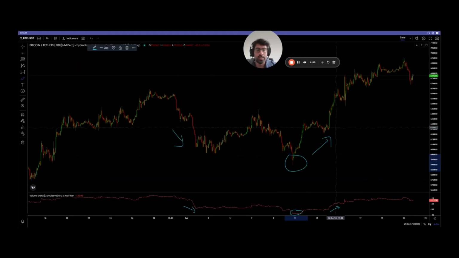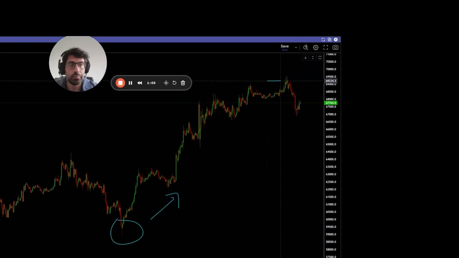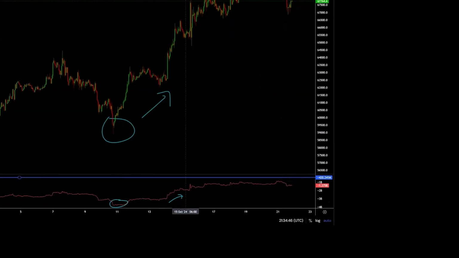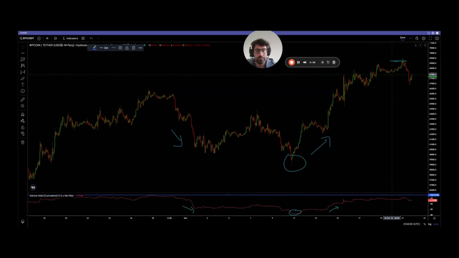However, the market is not always that perfect. For example, here, we can see that price made a higher high. However, CVD did not make a higher high. This is what's known as a bearish divergence.